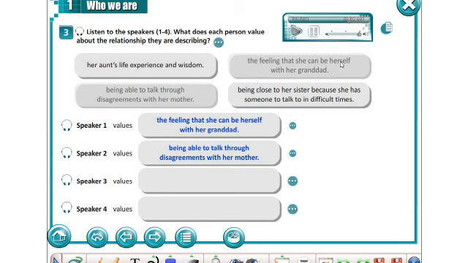Okay, what about speaker 3? Of course, being close to her sister. Let's continue. Speaker 4. I love my aunt.